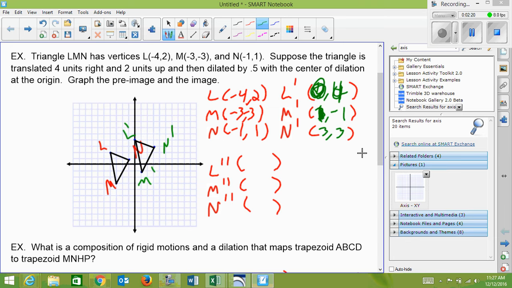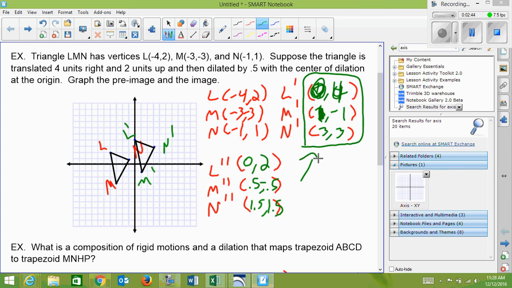Okay, so those are my new points, and then from there it says I need to dilate that by 0.5. So I'm dilating this by 0.5. So L, if I take half of that, would be (0, 2). M would be (0.5, -0.5), and N (1.5, 1.5). I'm just taking half of these points. And then I could go ahead and plot my new points. So (0, 2) is right here.